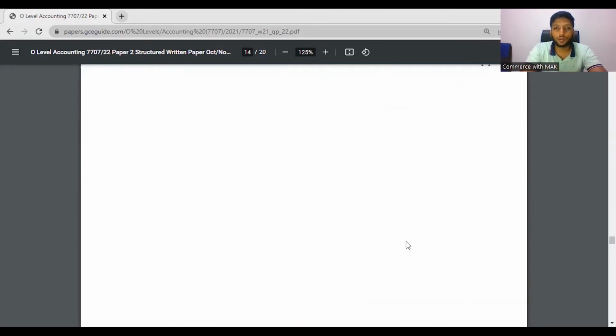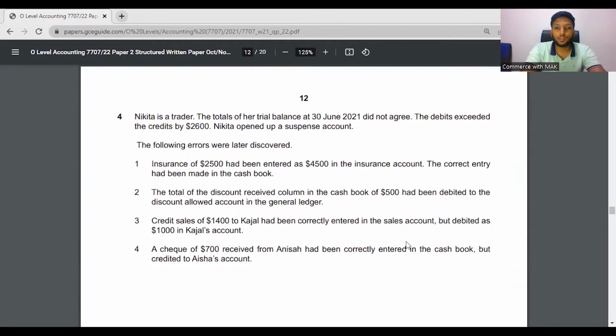So it's a 20 mark sum. I'm going to start with the first one. You can see here, it's a very easy part. The students get confused so much because they don't know actually which will affect the trial balance and which won't affect the trial balance. So I'm going to read the first one. Insurance of 2,500 had been entered as 4,500 in the insurance account. The correct entry had been made in the cash book.